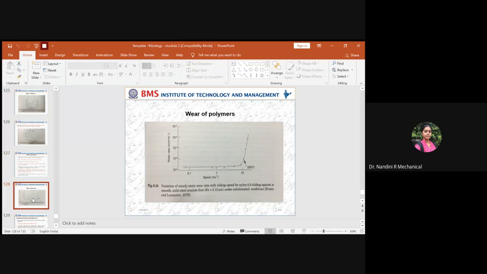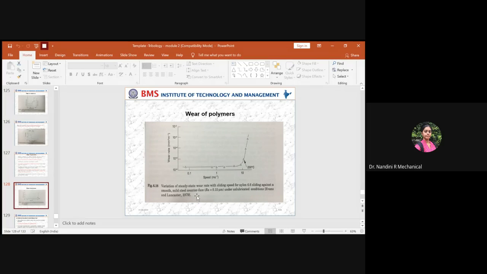With this, you have to just understand a small graph with an example, as we did for metals and ceramics. Here you have speed along the x-axis and the wear rate along the y-axis. This graph shows you the variation of the steady wear rate with respect to the sliding speed. It was taken for nylon, and this nylon was sliding against a smooth mild steel counterface.